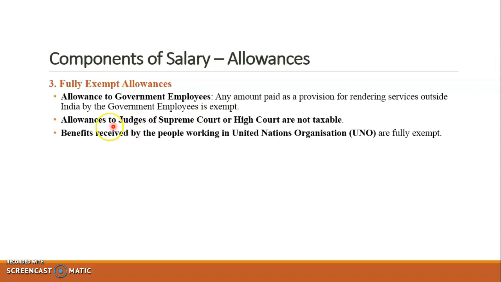Then allowances to judges of the Supreme Court or High Court are not taxable. Then benefits received by the people working in UNO are also fully exempt. I think I also discussed this in residential status in one of the questions, that whenever any salary is given to the people working in UNO, it is always exempted. So there are 3 allowances which are fully exempt under your income from salary.